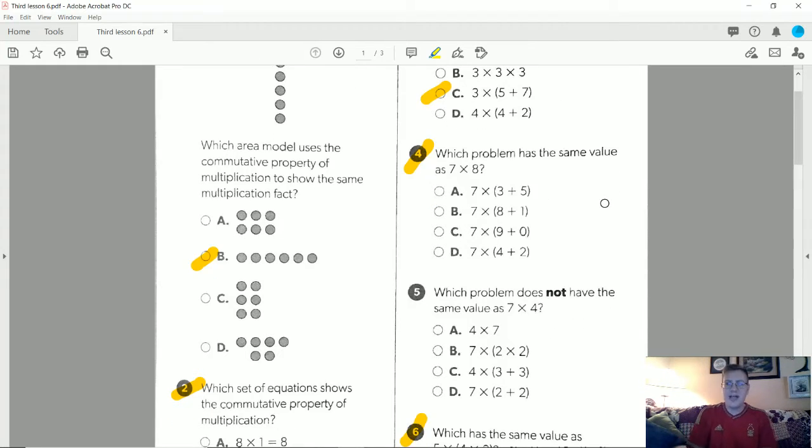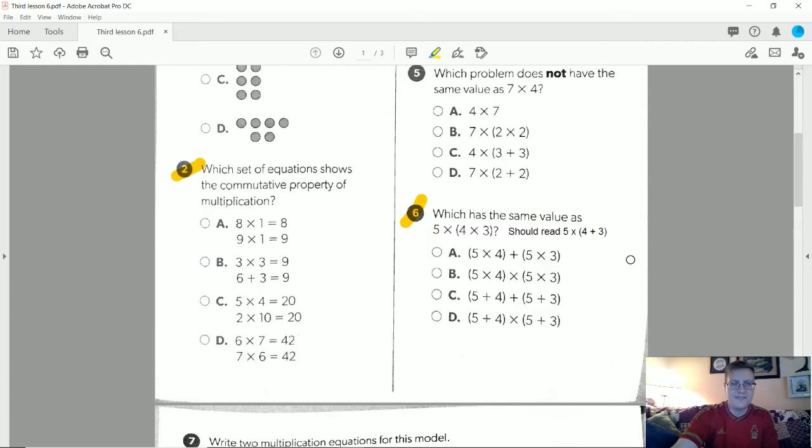Number 4, which problem has the same value as 7 times 8? So we are looking at distributive property for this, where we will take two numbers, put them in parentheses, and if we add them together, we get the answer. And so our very first one gives us 7 times 8. The second one would be 7 times 9. Third one would be 7 times 9. And the last one would be 7 times 6.